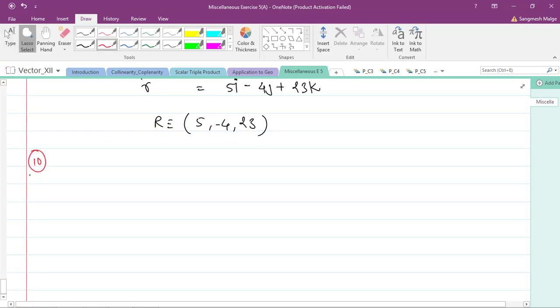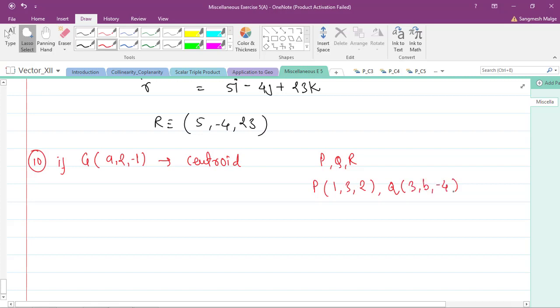So the 10th question. I will give the question: if G (a, 2, -1) is the centroid of a triangle with the vertices P, Q, R, where P is (1, 3, 2), Q is (3, b, -4), and R is given as (5, 1, c). So find the values of a, b and c.